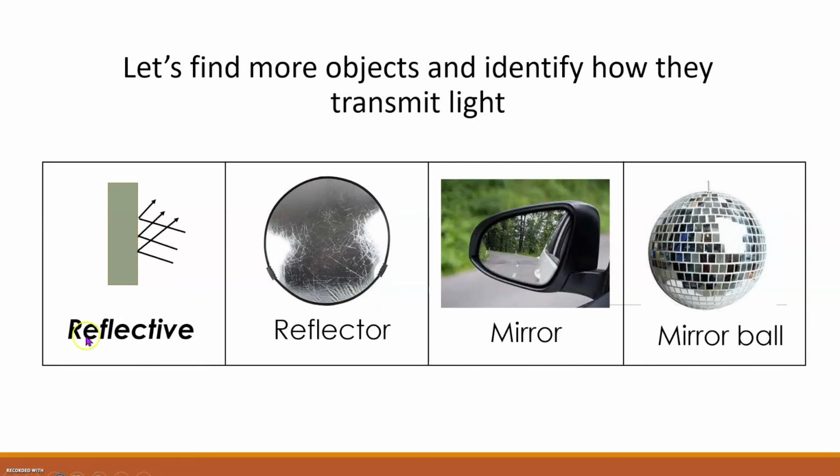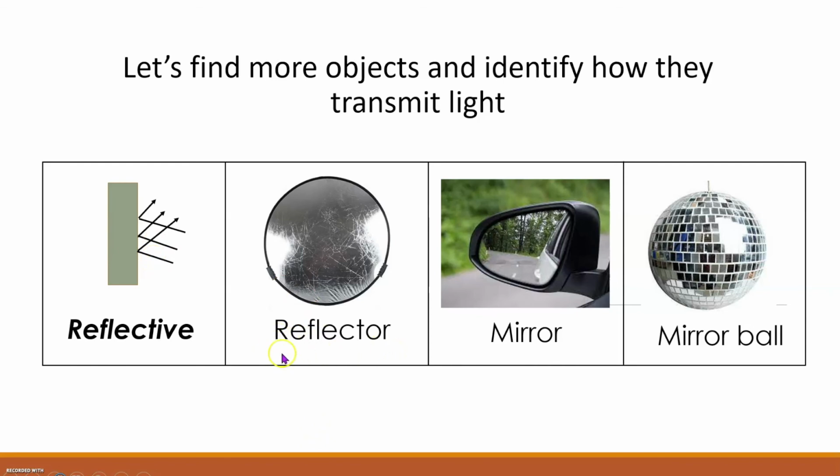The next one is the reflective material. Everybody repeat after me: reflective. Very good. A reflective material does not transmit any light, but the light bounces off. We cannot see right through a reflective material, but we can see the reflection because of the light bouncing off.